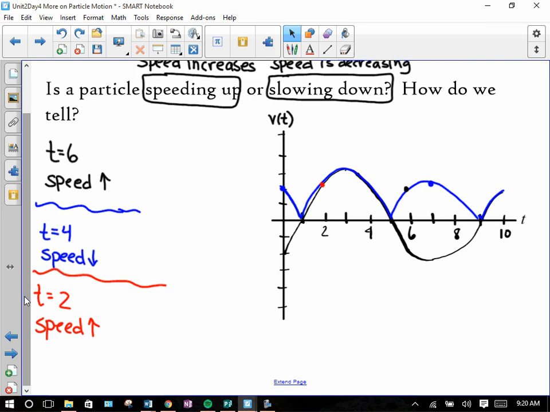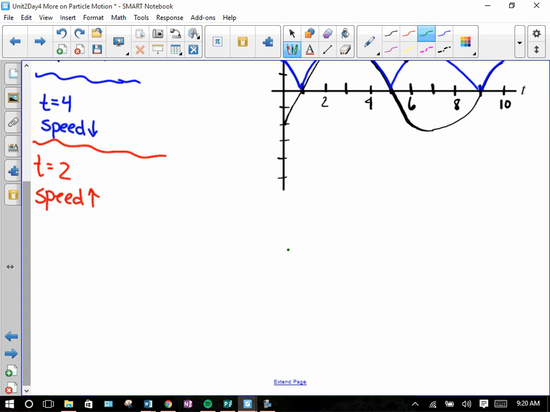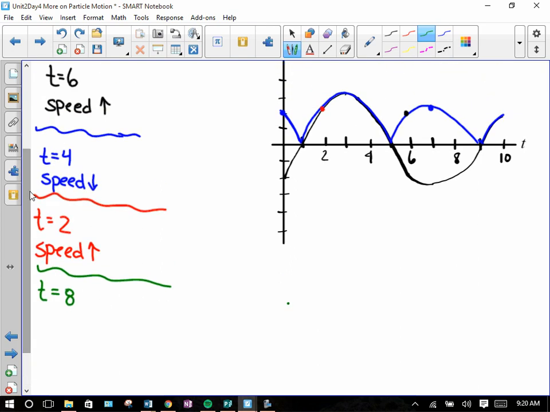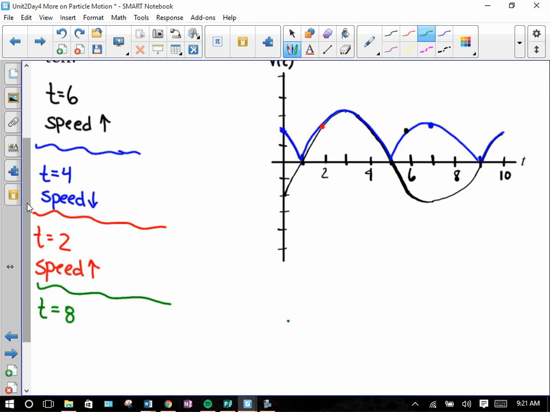I'm going to ask one question right now. Well, t equals 8. That's fine, because what you're about to come up with here is one of the more important parts about velocity and speed. I want to confuse you. So, t equals 8, Shamar, is the speed decreasing or increasing?